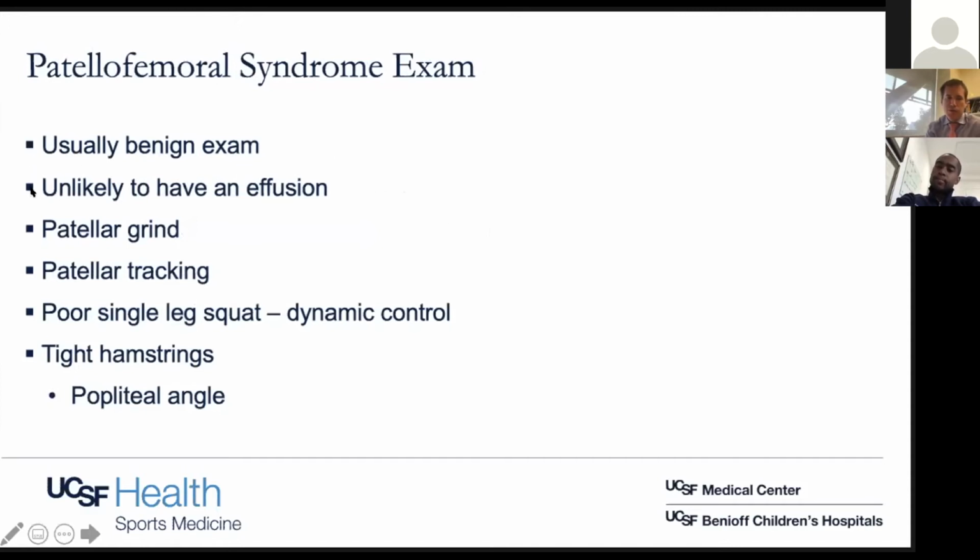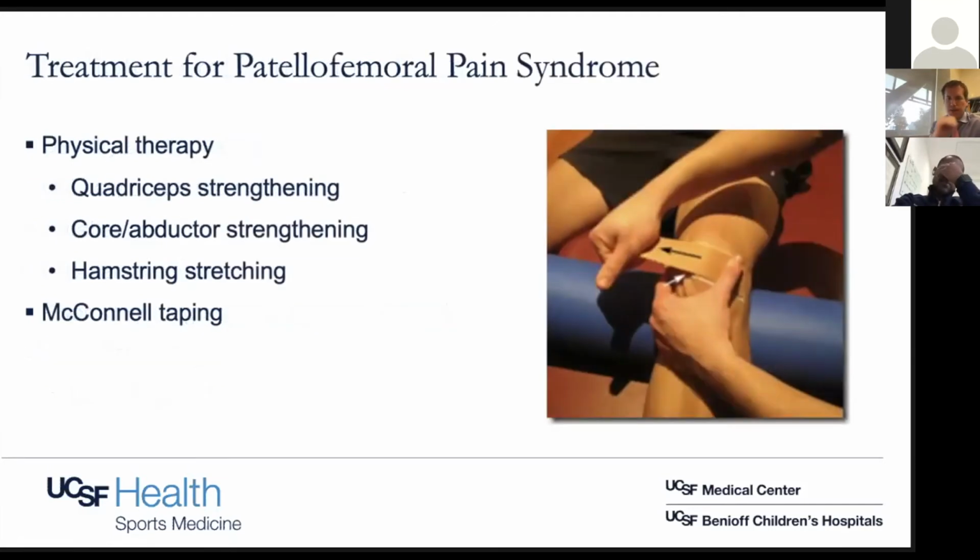An effusion in the absence of arthritis should really be further evaluated with an MRI or further diagnostic studies to make sure that there's not something else that you're missing.